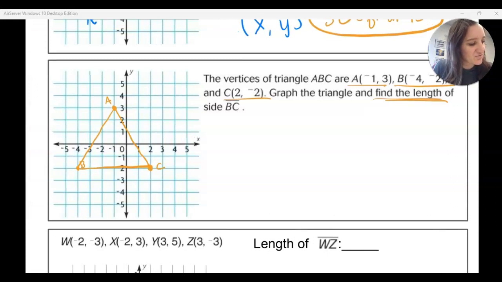And the question was, what is the side length BC? So BC, we can just count, right? 1, 2, 3, 4, 5, 6, and say it's 6 units.